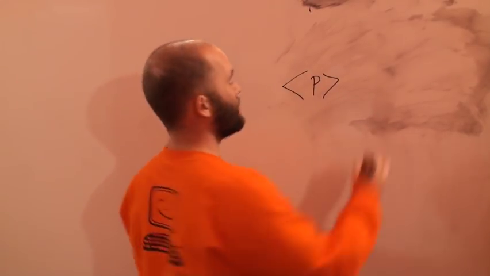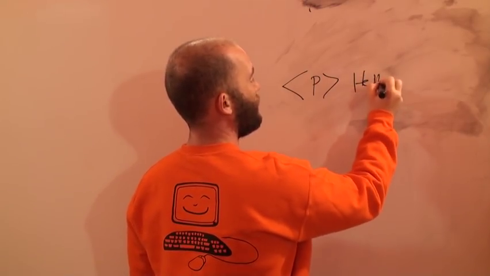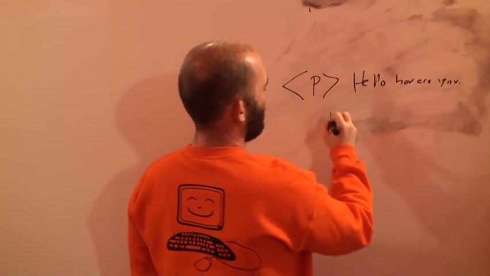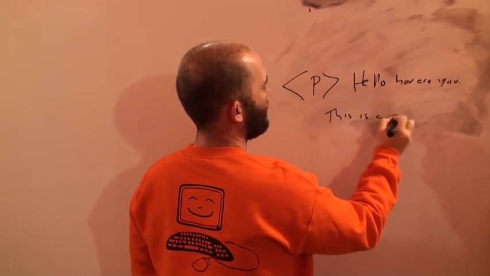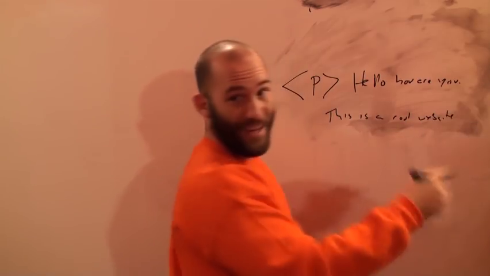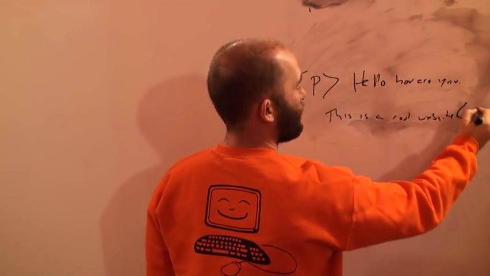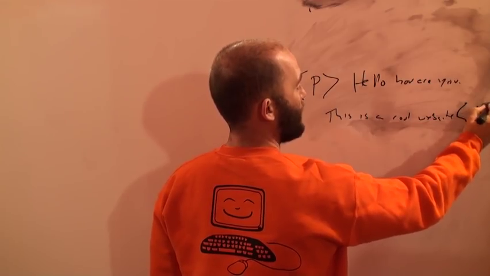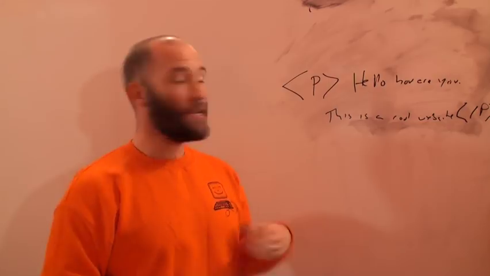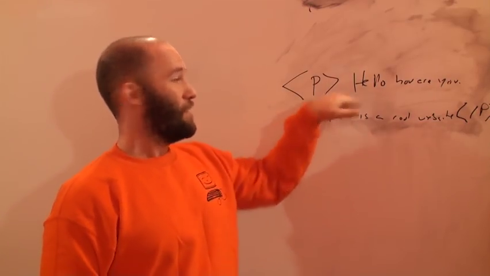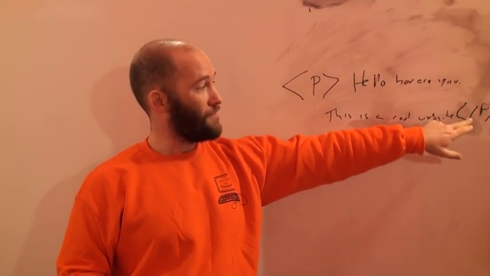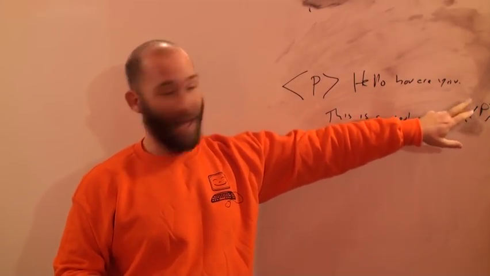So this is normal text. So you put in, hello, how are you? This is a cool website. And then when you get done with the paragraph, you close with a \P, and that closes the paragraph. So for normal text, you open with a P, write everything you want in the paragraph, and then close the paragraph by doing \P.